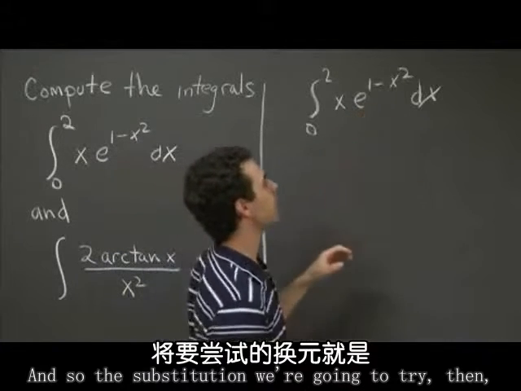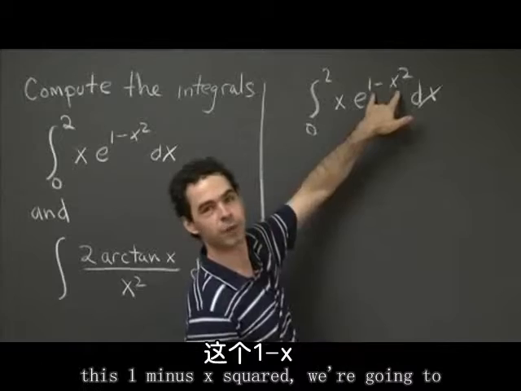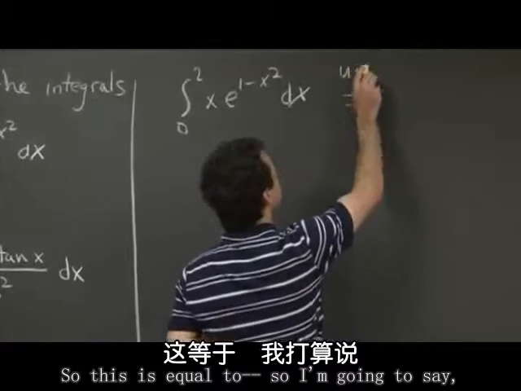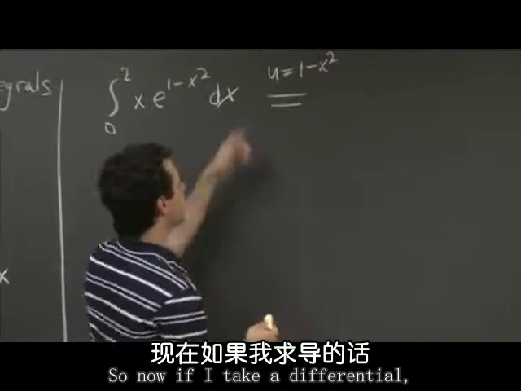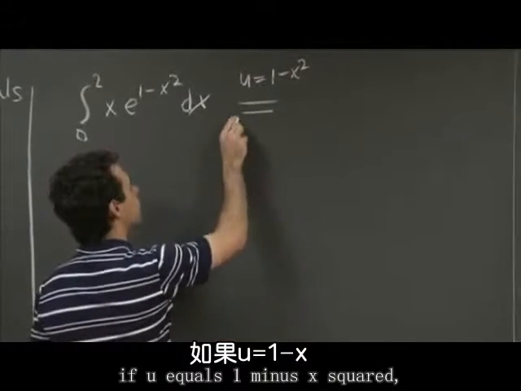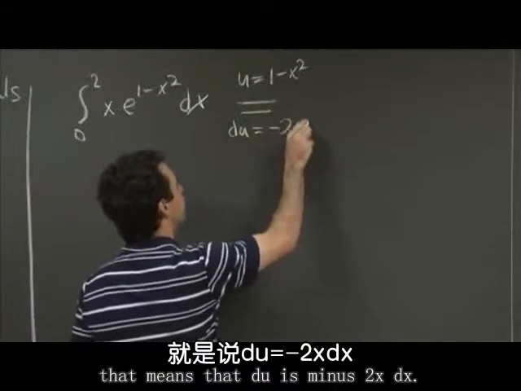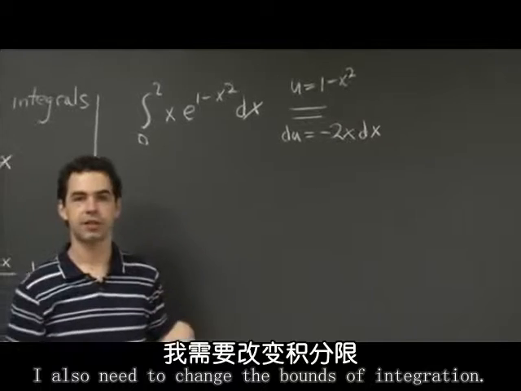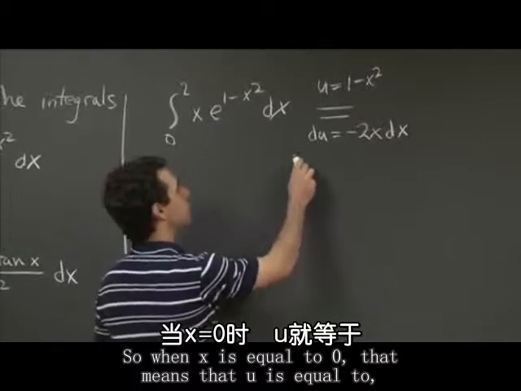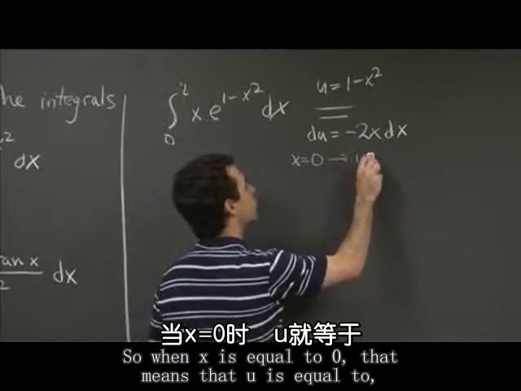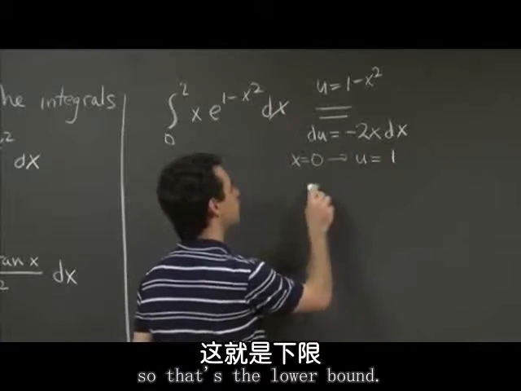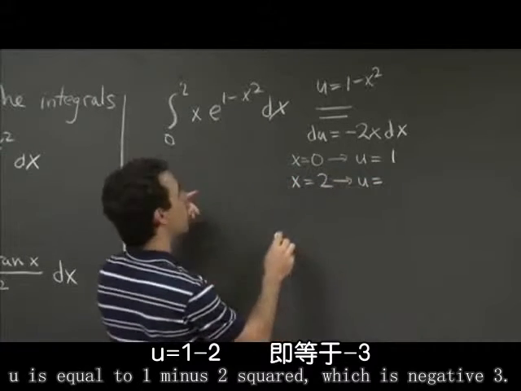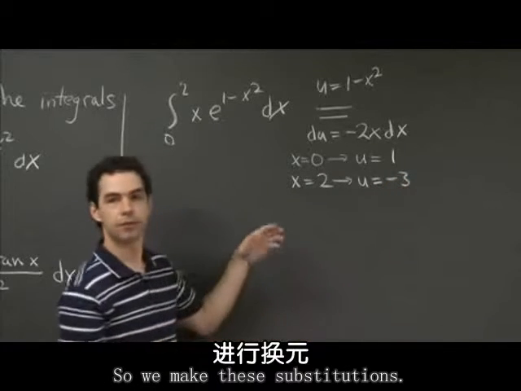The substitution we're going to try is to put this inside function, 1 minus x squared, and set u equal to that. So I'm going to set u equal 1 minus x squared. Now if u equals 1 minus x squared, that means that du is minus 2x dx. And since this is a definite integral, I also need to change the bounds of integration. When x is equal to 0, u is equal to 1 minus 0 squared, which is 1. So that's the lower bound. And when x is equal to 2, u is equal to 1 minus 2 squared, which is negative 3.